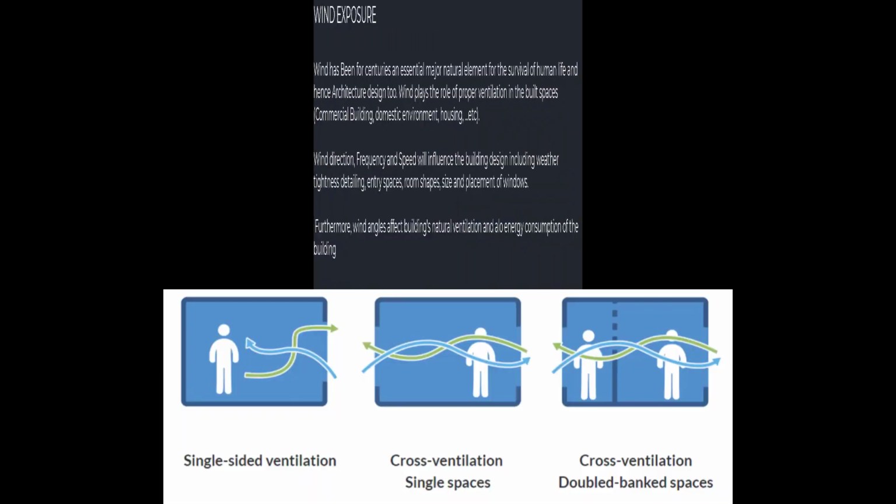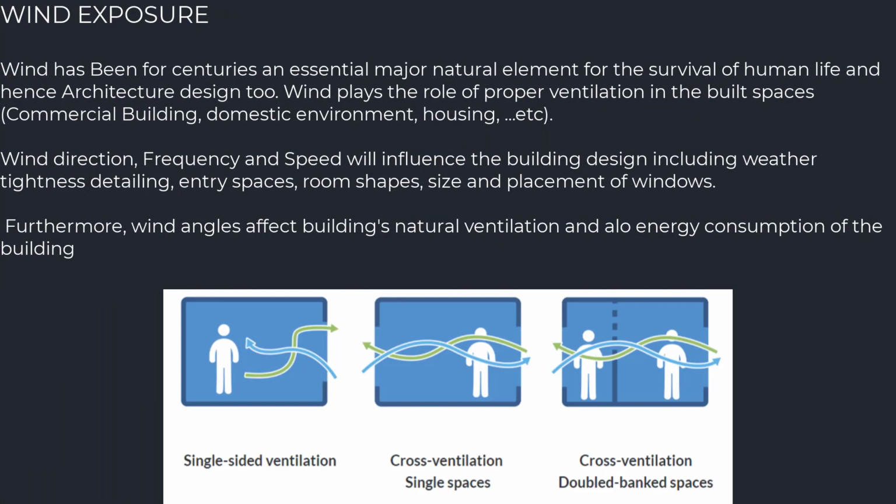Wind has been for centuries an essential natural element for the survival of human life, and hence for architectural design too. Wind plays the role of proper ventilation in built spaces, commercial buildings, domestic environments, housing, etc. The circulation of wind in the building depends on the interior structure, meaning the wall partitions. The ventilation path of wind in the building can be single-sided, cross-ventilation single spaces, or cross-ventilation double banked spaces.